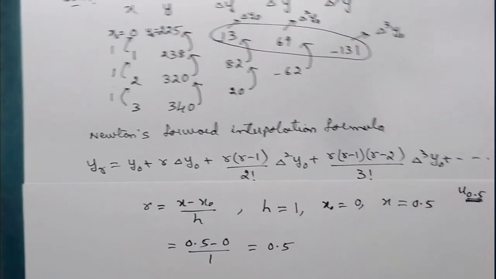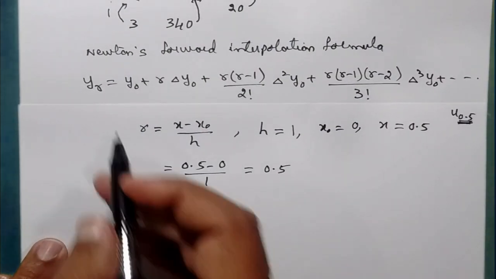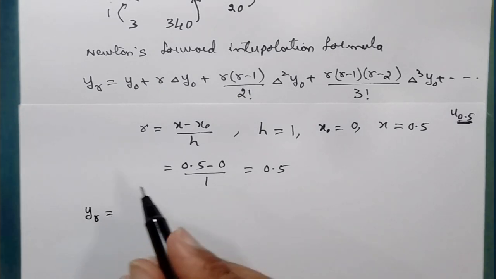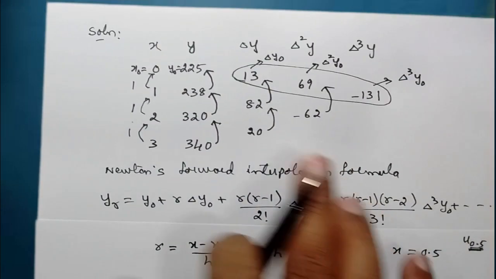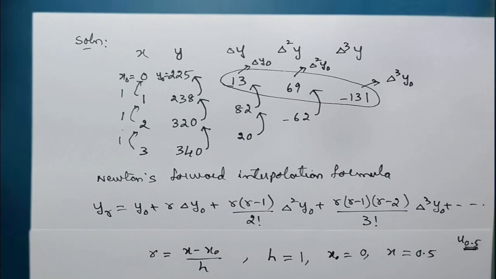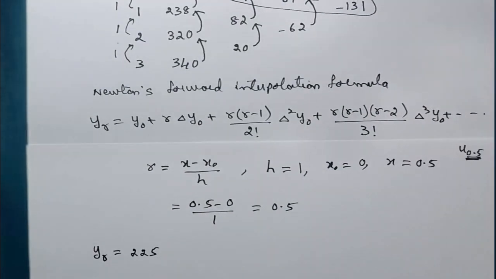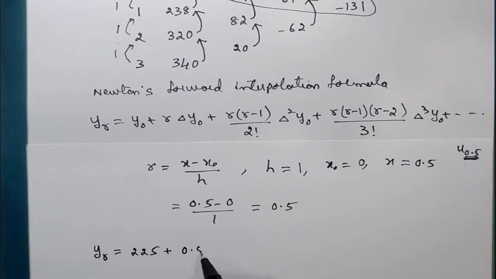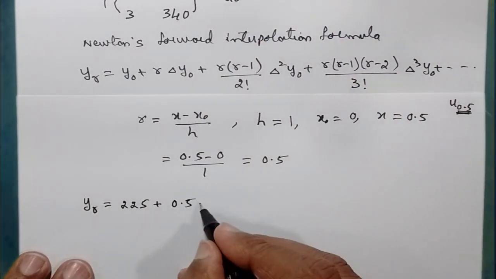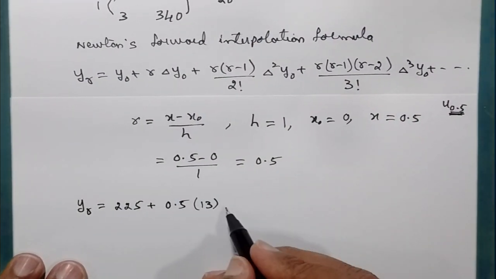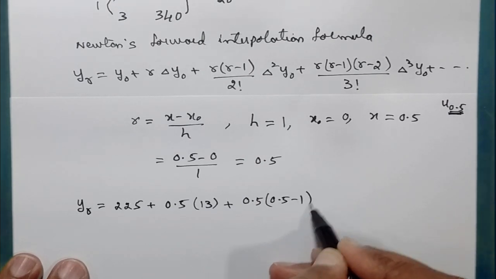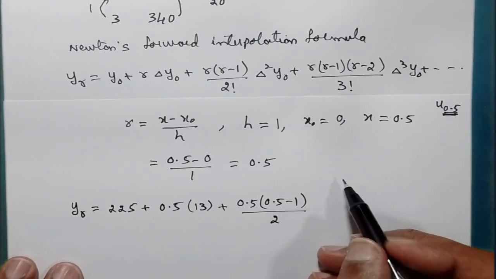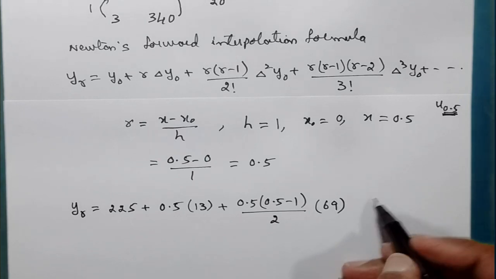Just plug in these values back in the formula that we have here. So y r will be equal to y naught value. See the table. Are you getting y naught to be 225? The first value in the table, y naught value, 225. Here 225 plus r value is 0.5, 0.5 into delta y naught. Delta y naught is 13. See the table there. Plus r value is 0.5, r into r minus 1 divided by 2 factorial is 2, delta square y naught, see the table, its value is 69.